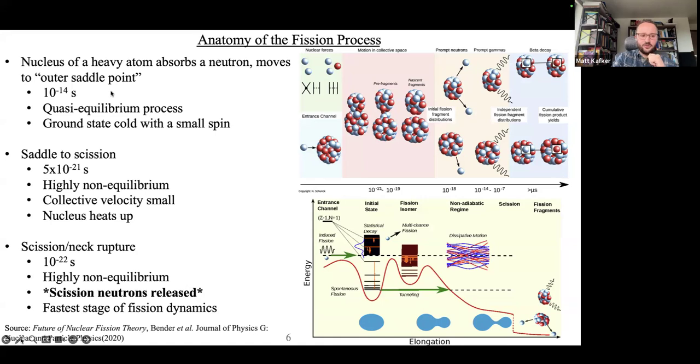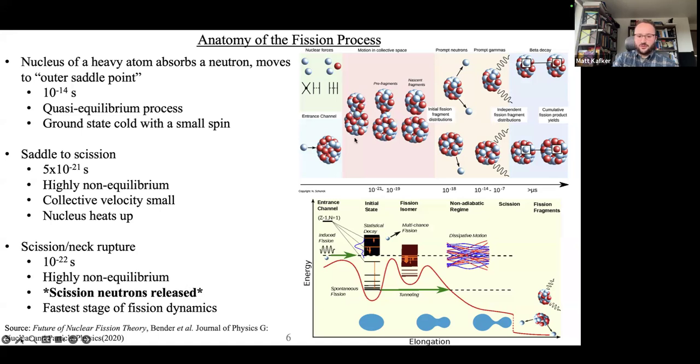The time it takes to evolve from the ground state to the outer saddle point is something like 10 to the minus 14 seconds. This can be understood as a quasi-equilibrium process. And we should keep in mind that when the nucleus is in its ground state, it is cold and it has a small spin.